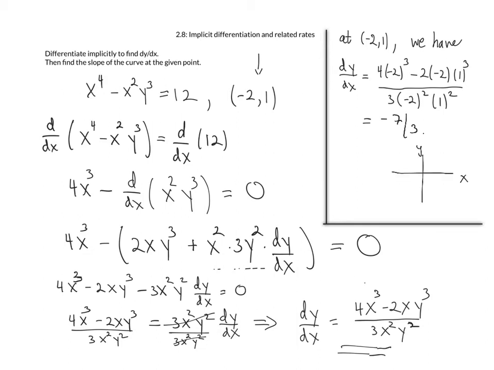So to see locally what's going on, here's the xy plane, and I'm going to put the point -2, 1 there. And the slope is negative, and so the curve happens to be doing something like this. And that's a local picture of this function.